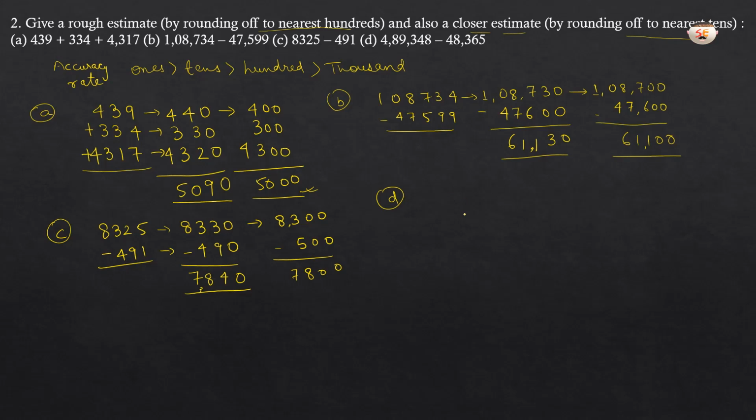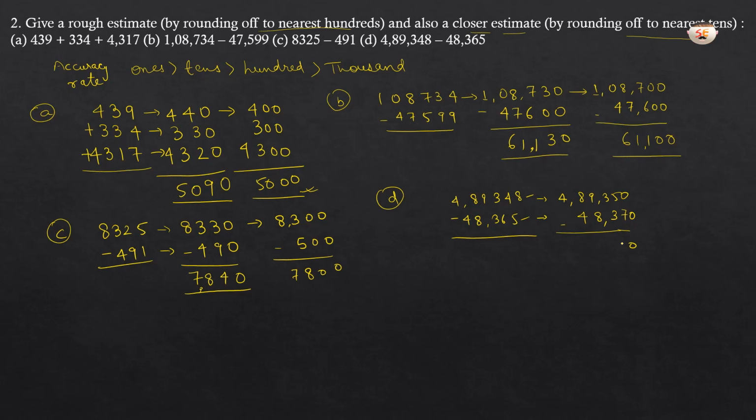Now question number D. Here we have to subtract 48,365 from 4,89,348. Before subtracting, first of all, we will round off these two numbers correct up to the nearest tens. We will get 4,89,350. After rounding off 48,365 correct up to the nearest tens, we will get 48,370. After that, we will subtract these two numbers to get the final answer.